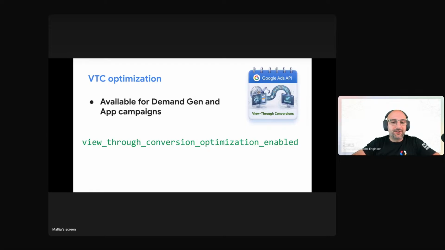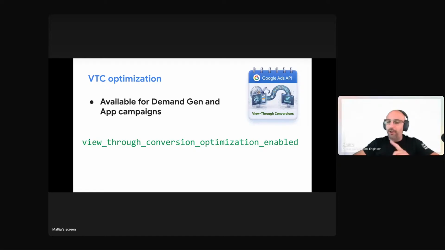Final feature that was released in V24 is the ability to enable view-through conversion optimization for demand gen and app campaigns. View-through conversions are conversions that happen when a customer views an ad but doesn't necessarily interact with it immediately, but later completes a conversion on the advertiser's website. So this is not enabled by default. If you want to turn it on, there is a field on the resource that you can set to true to enable this optimization.